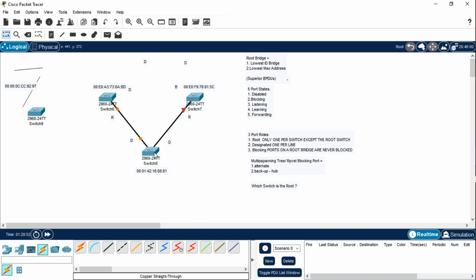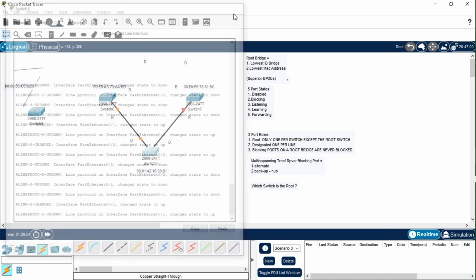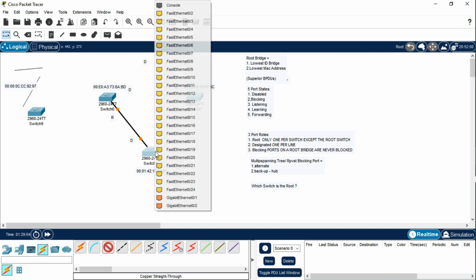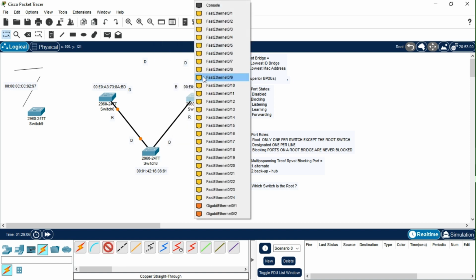Let's see here. As you see here, let's delete this. Don't connect the console, guys. You want to connect Fast Ethernet. There we go. That's better.